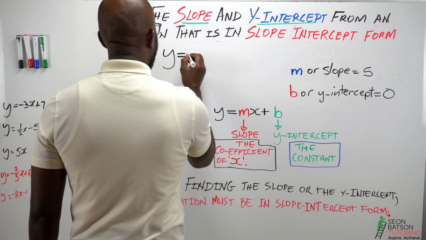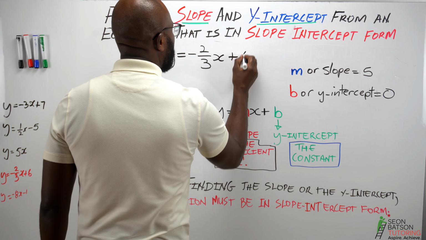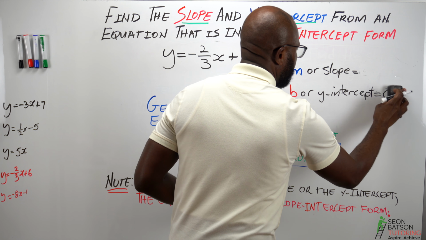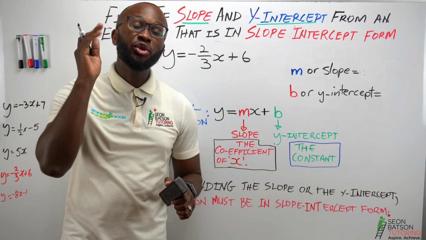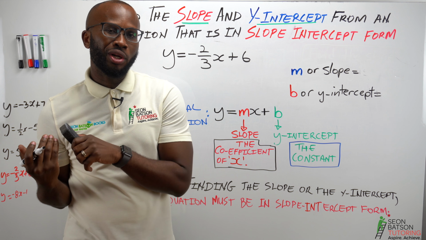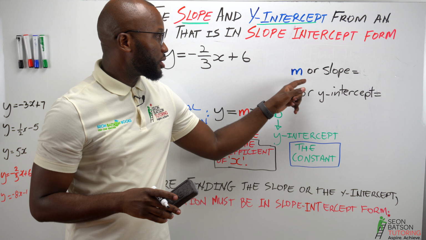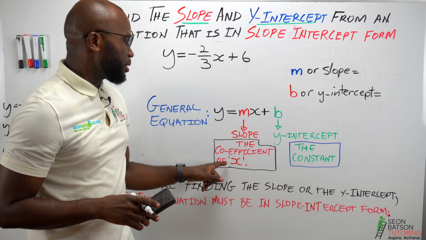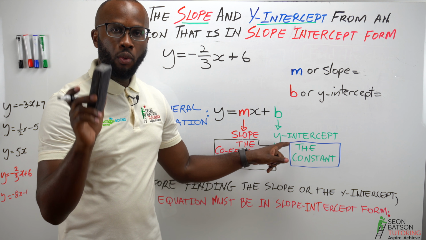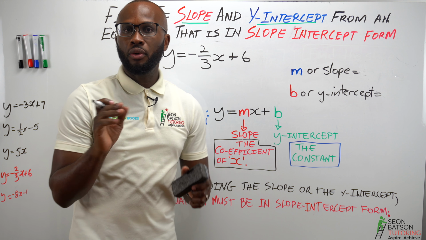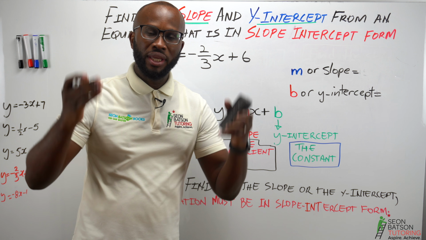Now, what you are going to do for me here is pause the video and give this one a try. If you need to, you can always go back and watch the previous examples. But this is your turn to shine. I want you to find the slope. Remember, the slope is the coefficient of the x. And I want you to find the y-intercept. The y-intercept is the constant in the equation. Pause the video, give it a try, and come back and let's see if we get the same answer.